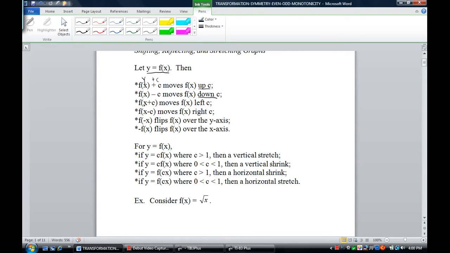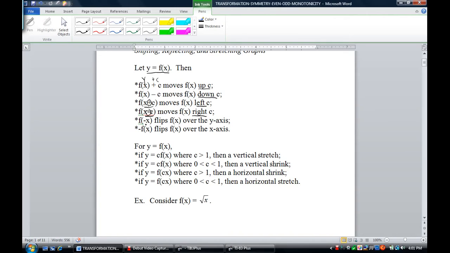Now when we come to f of x plus c, notice that this c is inside the parentheses with the x, and so is this one. So anytime it's like that, we're going to move left and right, because since it's with the x, it's moving horizontally. Now what you have to watch out for is if it's a plus c, it's going to move left, opposite of what you might think. And if it's a negative c, then it's going to move right, which is opposite of what you might think.